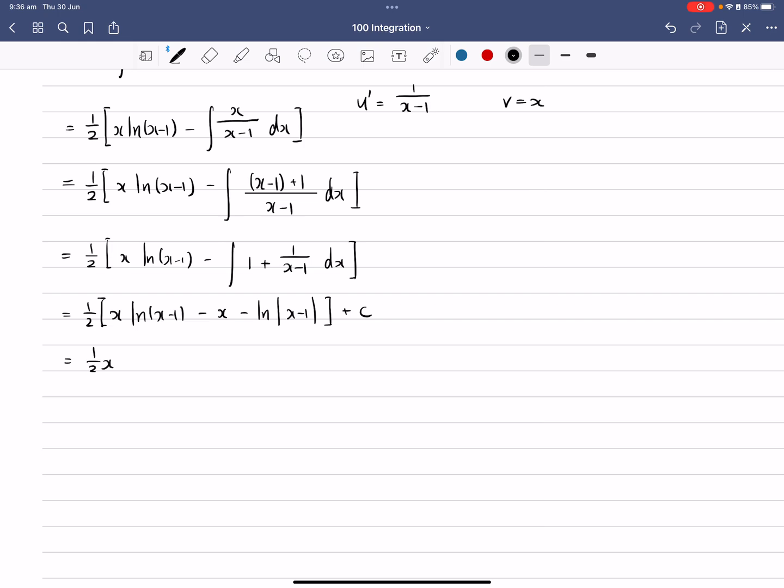Now if you want to, you can take the half back inside. That gives you half x ln x minus 1 minus half x minus half ln. Now, with this absolute value, you can still keep the absolute value if you want to, but I can change that absolute value to a bracket.